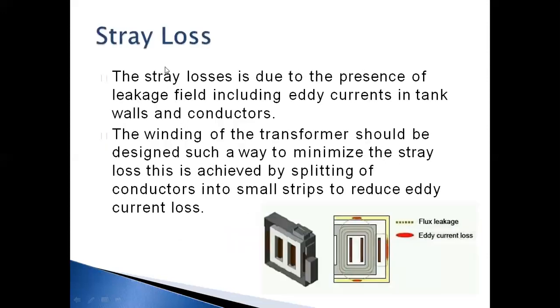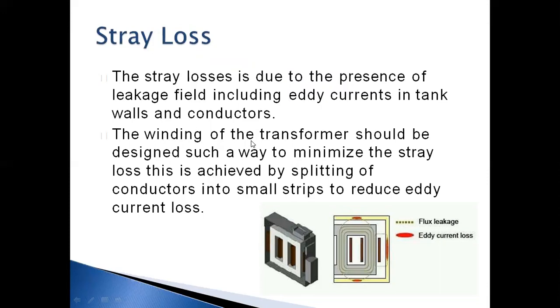Now another is called the stray losses. The stray loss is due to the presence of leakage field, including eddy current in the tank walls and the conductor. So the stray loss that occurs is due to the presence of the leakage field that causes an eddy current in the tank walls and the conductor. There is a flux leakage and there is the eddy current loss, which is particularly seen in this figure. This one is called the eddy current loss, and the dotted portion is the flux leakage.